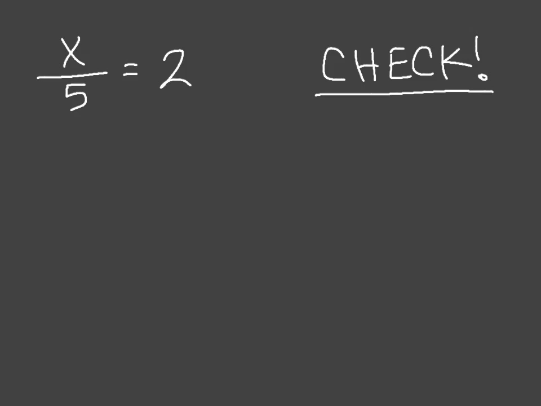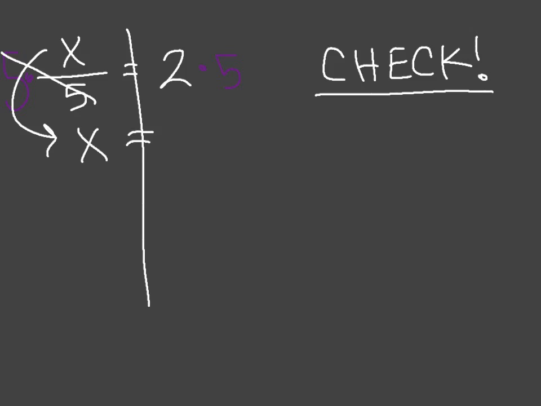Last example, x divided by 5 equals 2. Put my line down my equal sign. The inverse of divide is multiply. So I'm going to multiply each side by 5. Multiplication and division are inverses, so my 5's cross out, and all that's left over is my x to bring down. 2 times 5 is 10 when I calculate the other side of my equation.